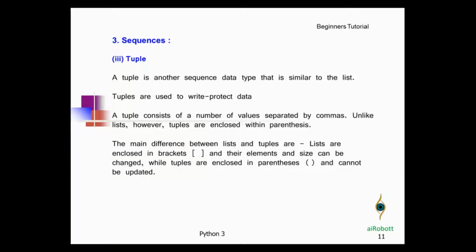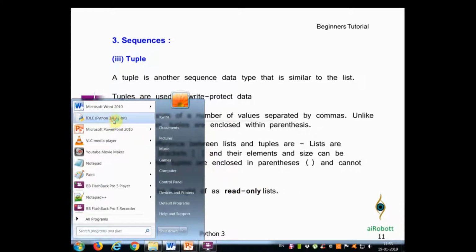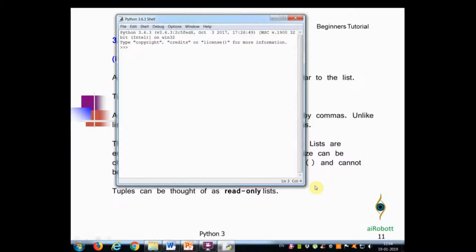The main difference between lists and tuples is that lists are enclosed in square brackets and tuples are enclosed in parentheses. Once the values are entered in the tuple, it cannot be updated. Tuples can be thought of as a read-only list. Let's see one example here. Open the IDLE. First one is, take one variable tuple.